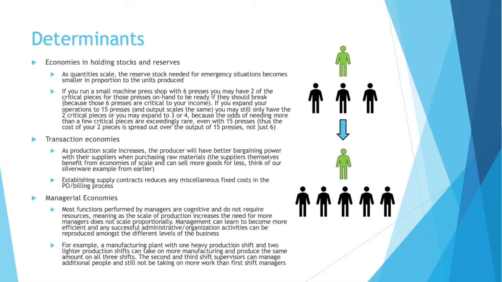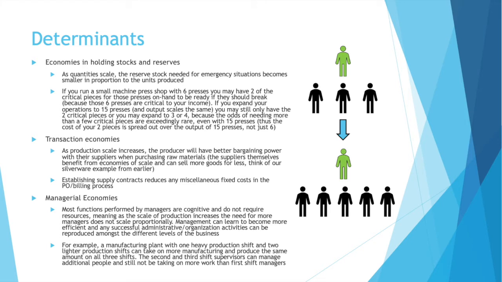But now, if you scale up your shop to 15 presses, maybe you still only need 2 emergency pieces, or maybe you upgrade to 3 or 4, which is still smaller in proportion to your total number of presses. If you have more presses because you're producing more now, that means your emergency stock costs are smaller in relation to your quantity produced than they were previously.